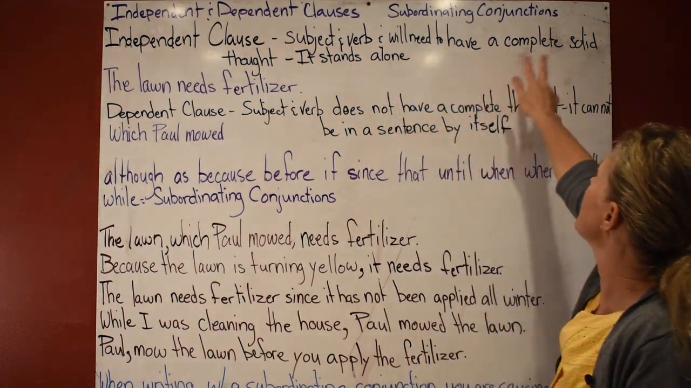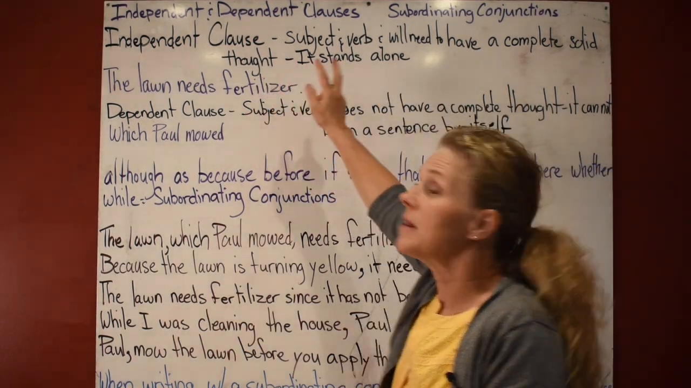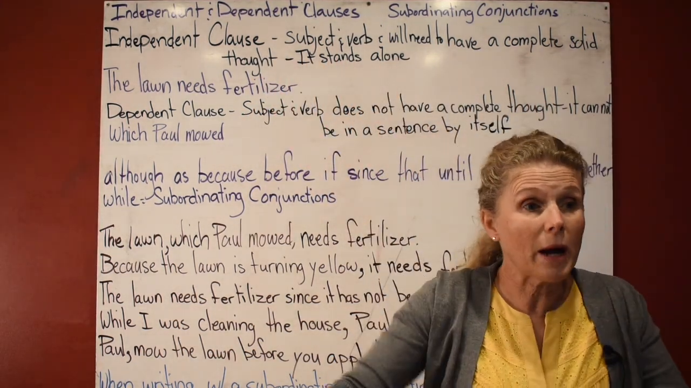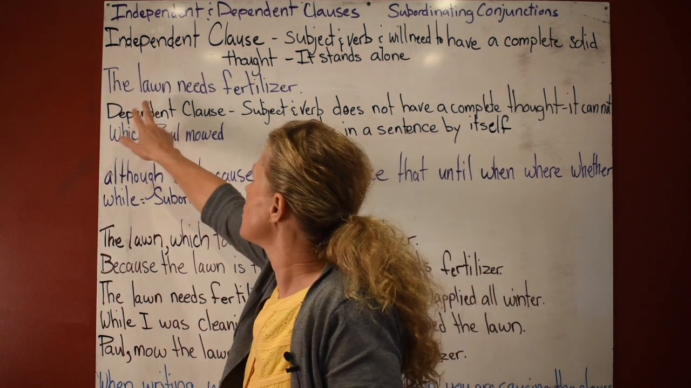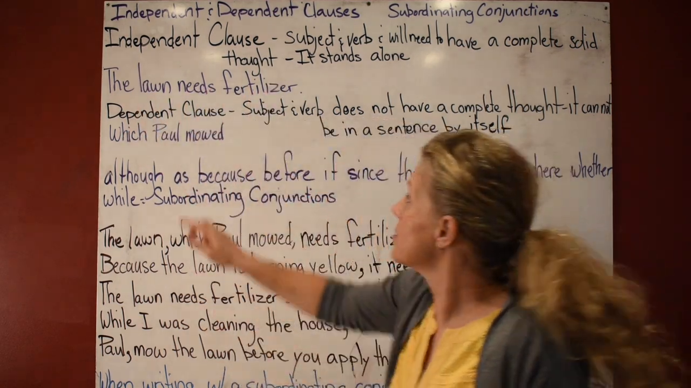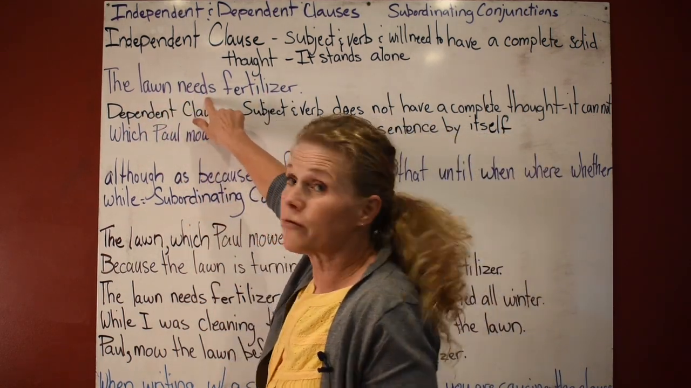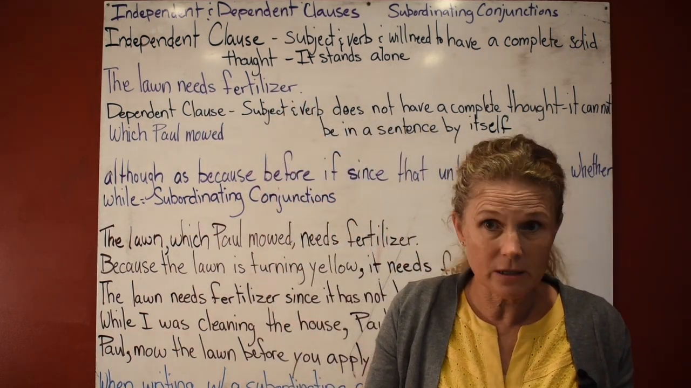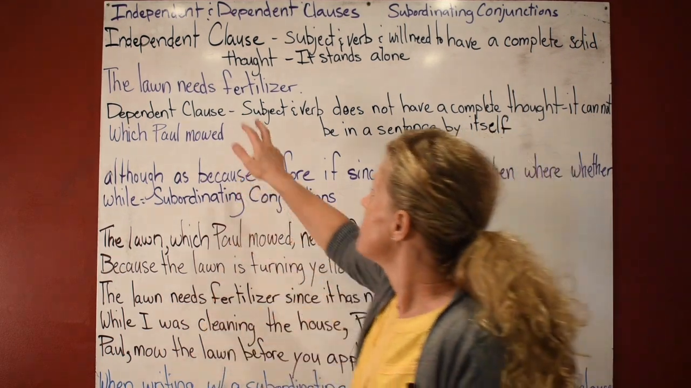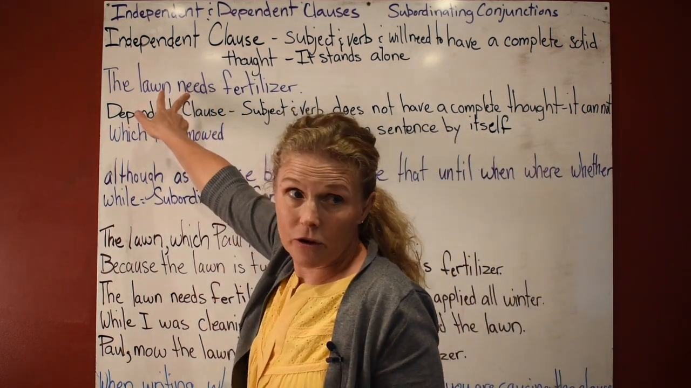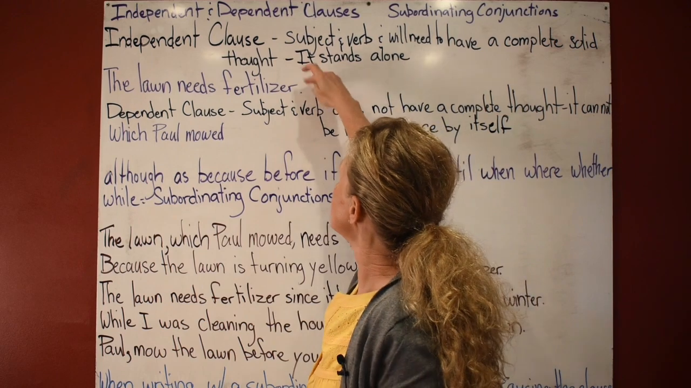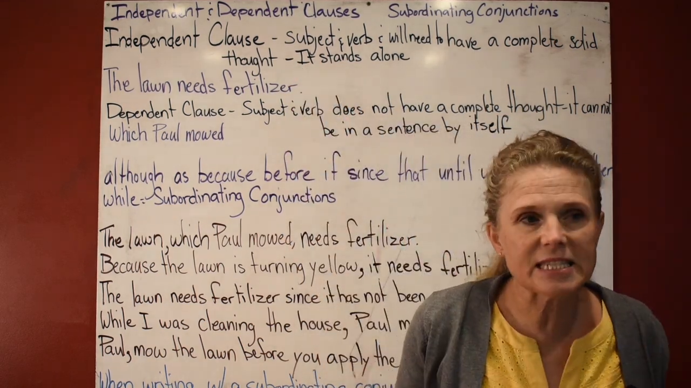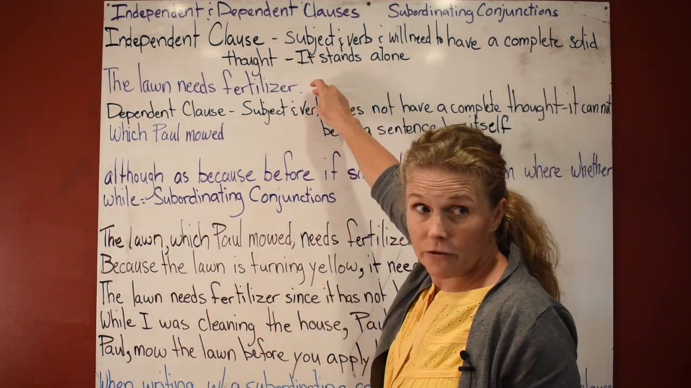And they will need to have a complete and solid thought. They stand alone all by themselves. For an example, the lawn needs fertilizer. Here's your subject and your verb, and this one has a direct object, but it doesn't have to have a direct object. Does that make sense? But it has to have a subject and a verb for it to make sense. So this sentence right here, Paul, can completely stand alone all by itself.